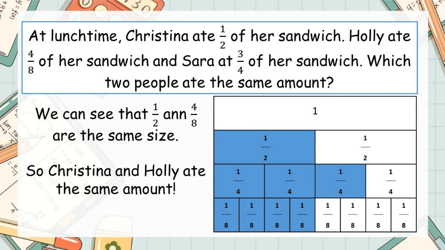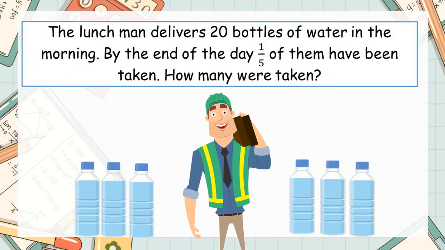Okay, now let's go on to the next question type. In my opinion, this is the hardest of all fraction questions that you'll come across in 4th class, but I'll leave it up to you to decide. So our question is, the lunchman delivers 20 bottles of water in the morning. By the end of the day, 1/5 of them have been taken. How many were taken?